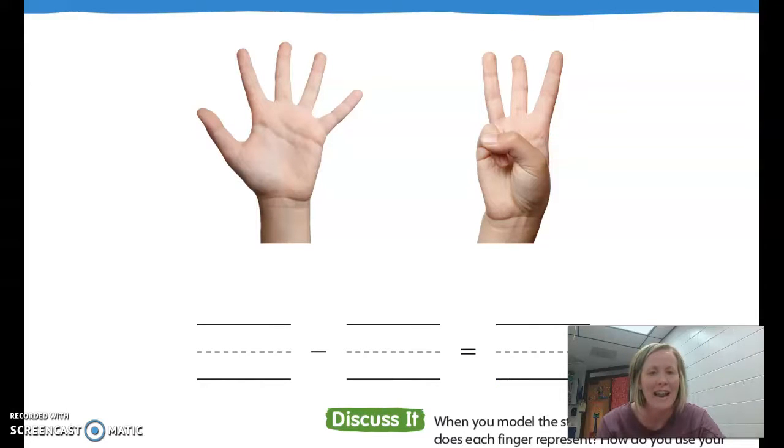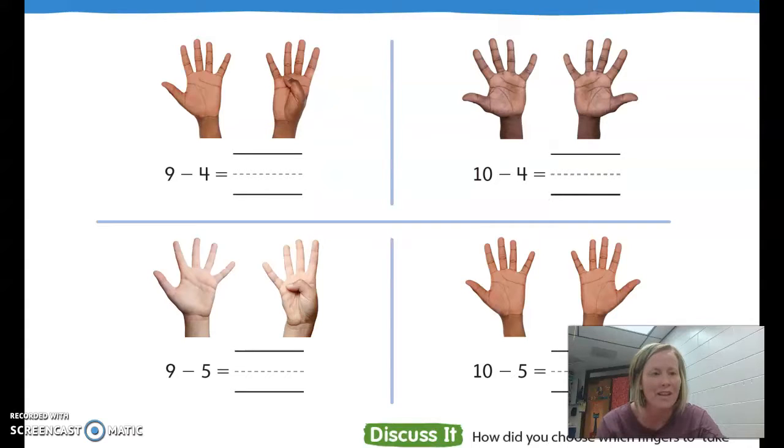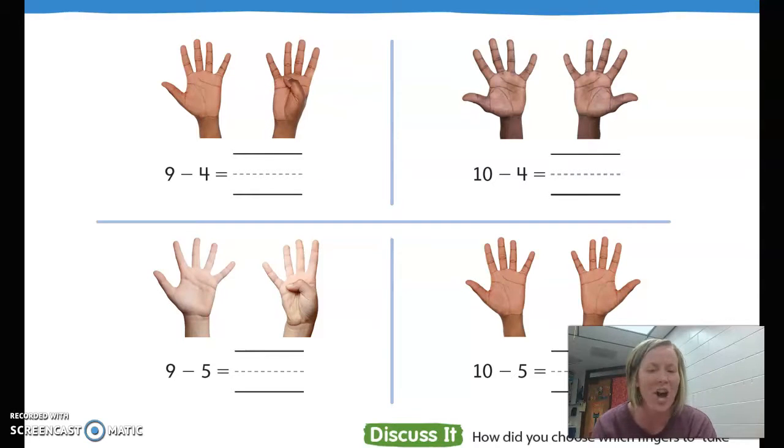Let's turn to our next workbook page. So we're going to be using more fingers to solve. Boys and girls, let's look at our first one. 9 take away 4. So they're holding up 9. Can you hold up 9? And then we take away 4. How many are left? So I'm going to cross out 4. 1, 2, 3, 4. How many fingers are left? You're right, there are 5 fingers left.